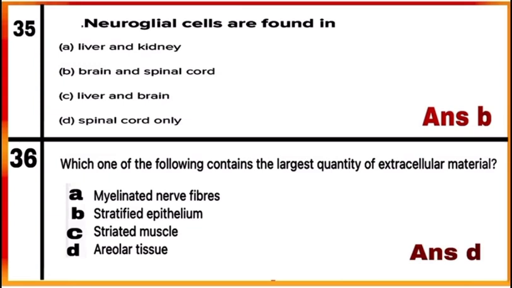Question 36. Which one of the following contains the largest quantity of extracellular material? The areolar tissue contains the largest quantity of extracellular material. It holds organs in place and attaches epithelial tissue to other underlying tissue. So here mark D as a correct answer.